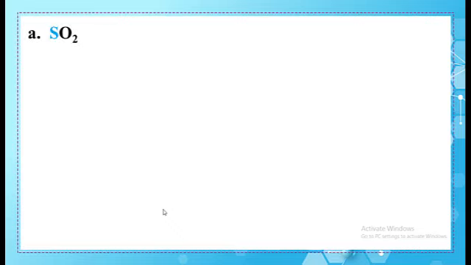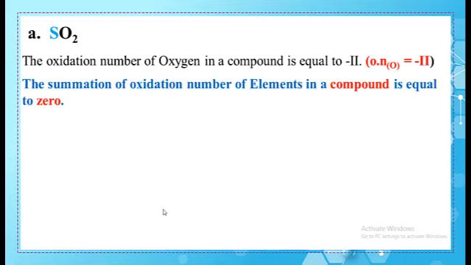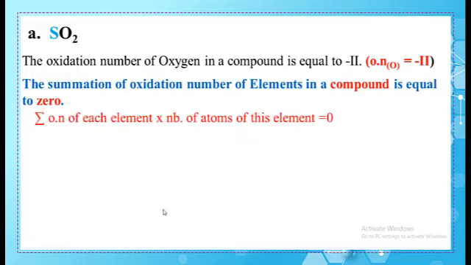First, the oxidation number of sulfur in the SO2 compound. The oxidation number of oxygen in a compound is equal to -2, as you studied. Also, you studied that the summation of the oxidation numbers of elements in a compound is equal to 0. So, the summation of the oxidation number of each element times the number of atoms of this element equals 0. Then, you should write the oxidation number of sulfur times the number of sulfur, only 1, plus the oxidation number of oxygen times the number of oxygen, that is 2, all equal to 0, as you studied in this rule.